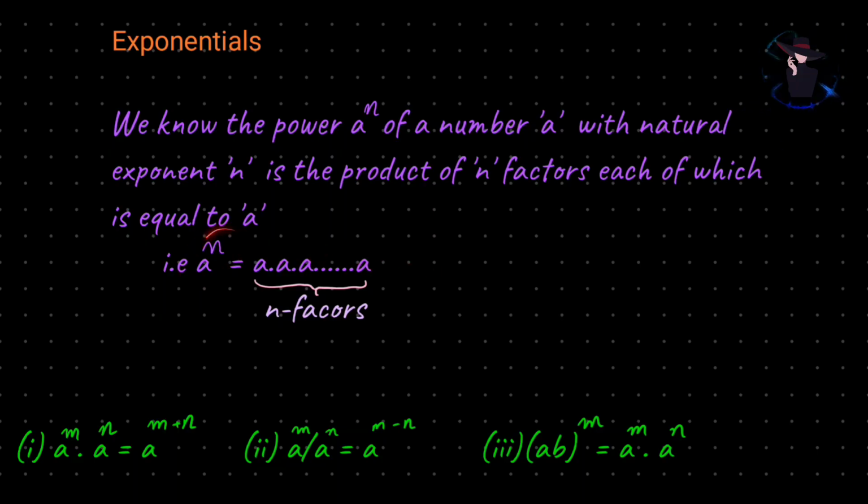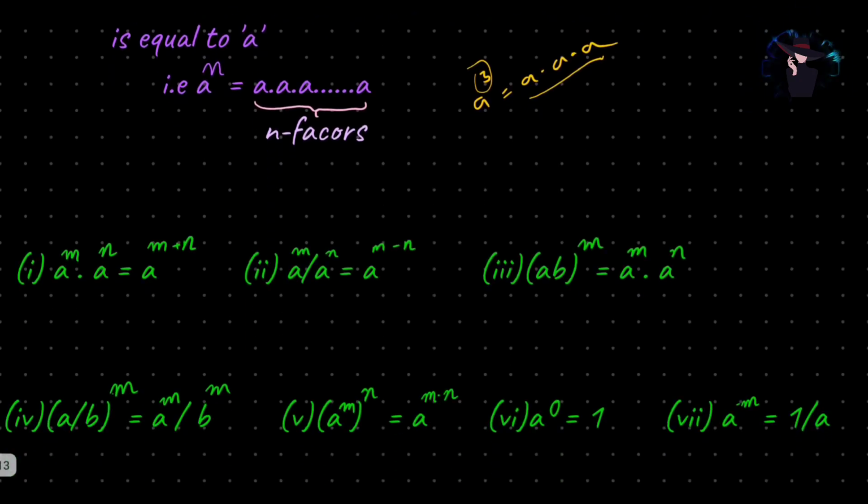So a^n is the product of each factor, how many times? n times. Example, if we have a^3, what is it? a into a into a. n times? 3 times. That is what this statement says. What are the rules of exponentials? We have a total of 7 rules of exponentials.